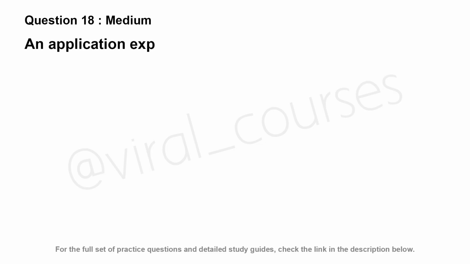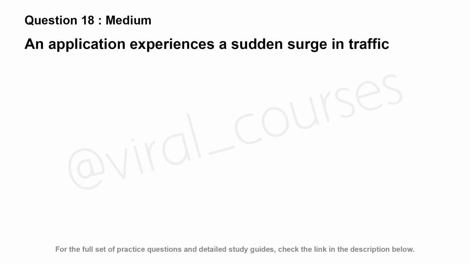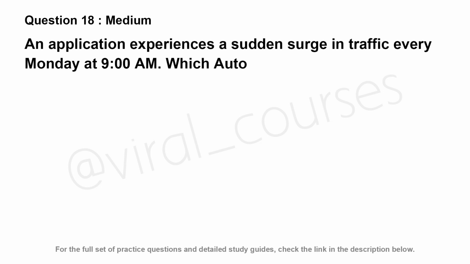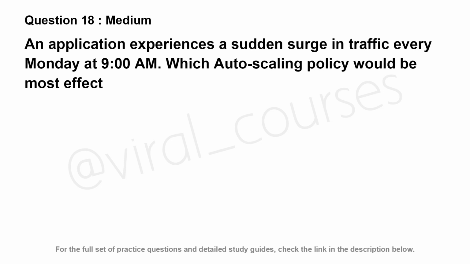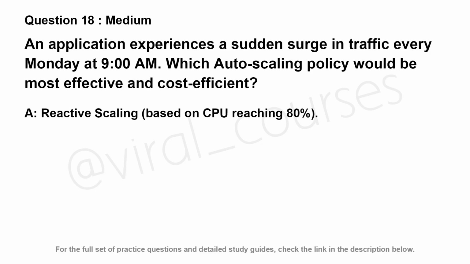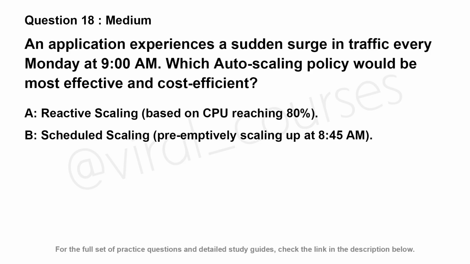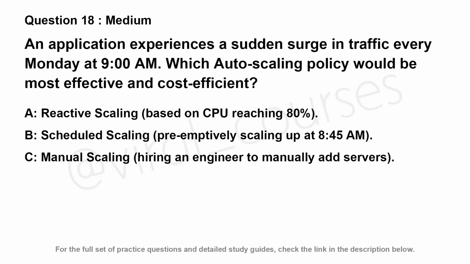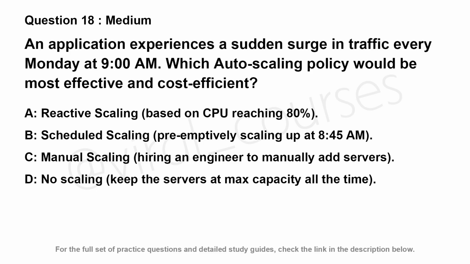An application experiences a sudden surge in traffic every Monday at 9 a.m. Which auto-scaling policy would be most effective and cost-efficient? Option A. Reactive scaling, based on CPU reaching 80%. Option B. Scheduled scaling, preemptively scaling up at 8:45 a.m. Option C. Manual scaling, hiring an engineer to manually add servers. Option D. No scaling, keep the servers at max capacity all the time.